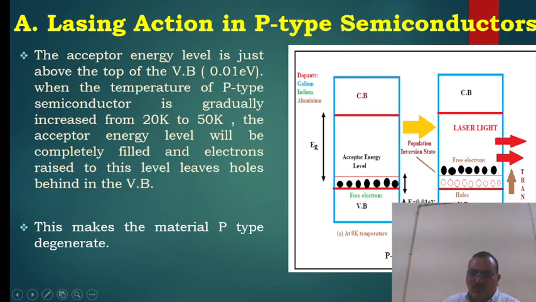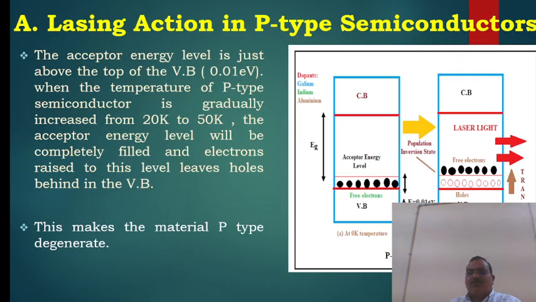Now what happens? You increase the temperature from 20 Kelvin to 50 Kelvin. Then a transition takes place, which I represent by this arrow. The electrons rise, leaving behind holes towards the valence band. And this again makes the material p-type degenerate. That is, we are able to produce the population inversion state here.